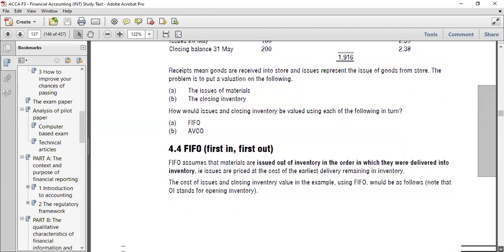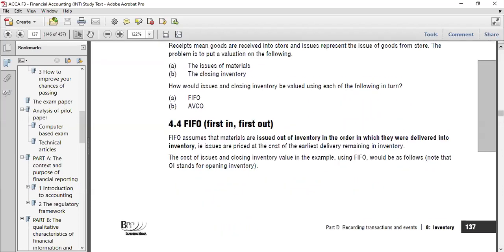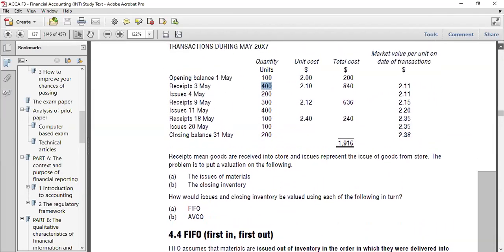You'll actually find this solved for you, but just to show you what we have, I'll not use Excel to calculate this because of time. I just want to guide you. Like you've seen, when it comes to either FIFO or AVCO, it is actually on the time of issue.